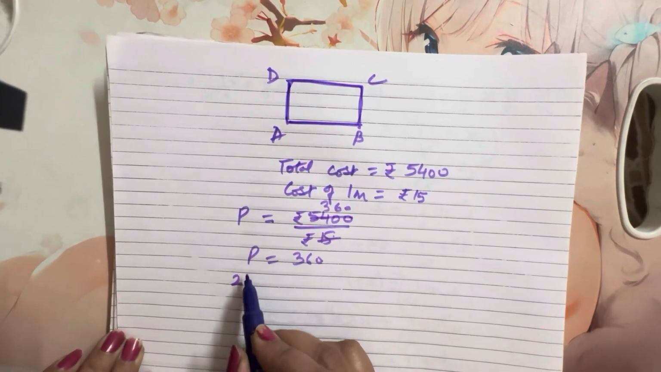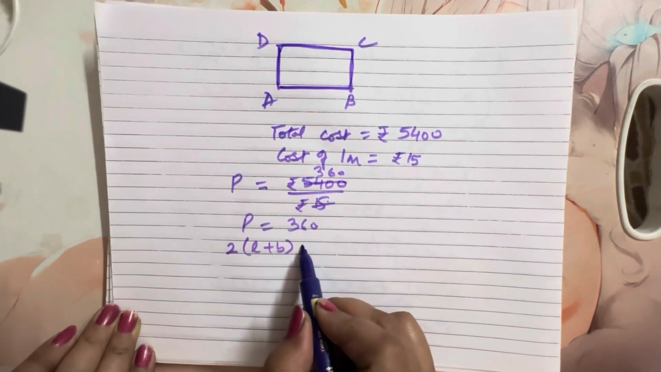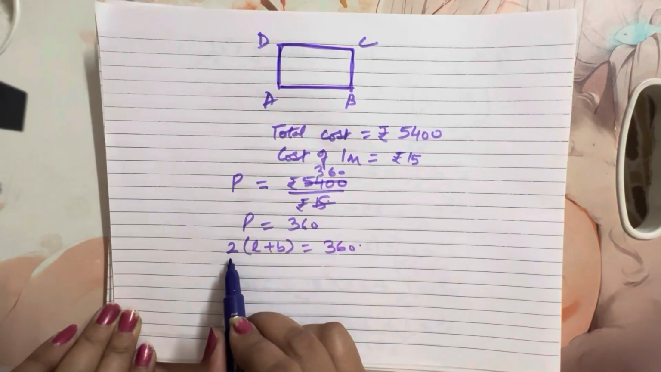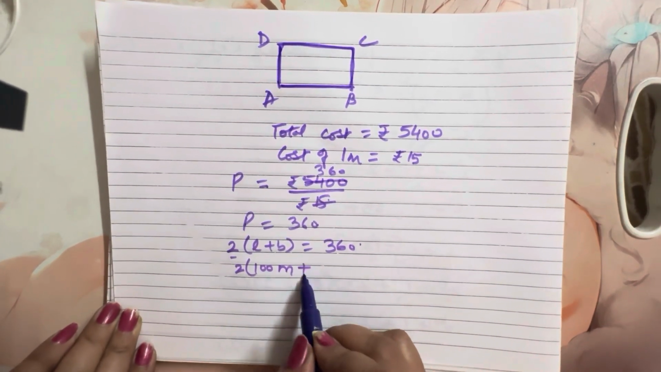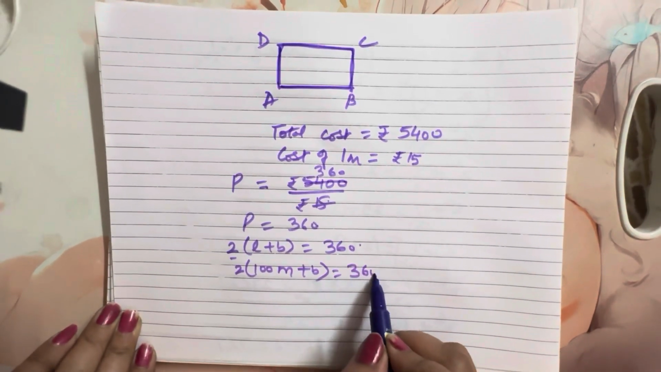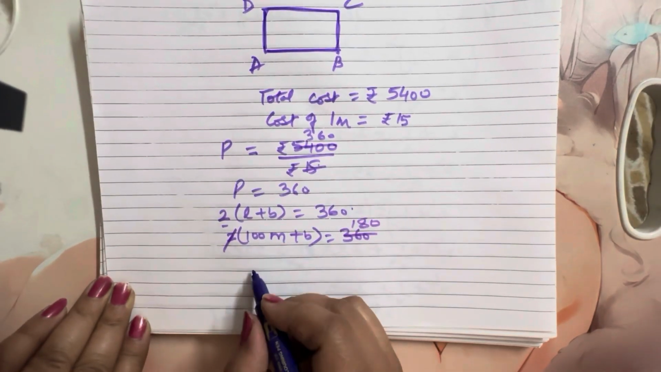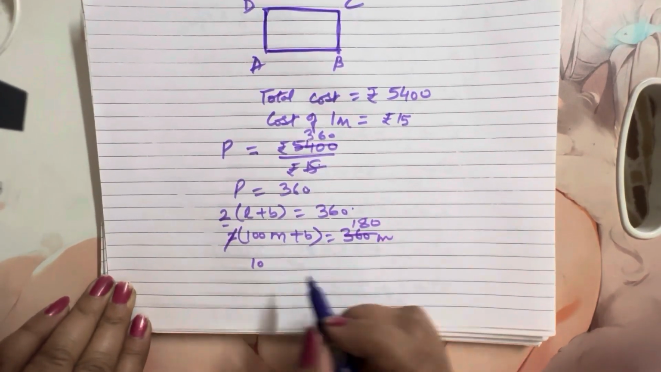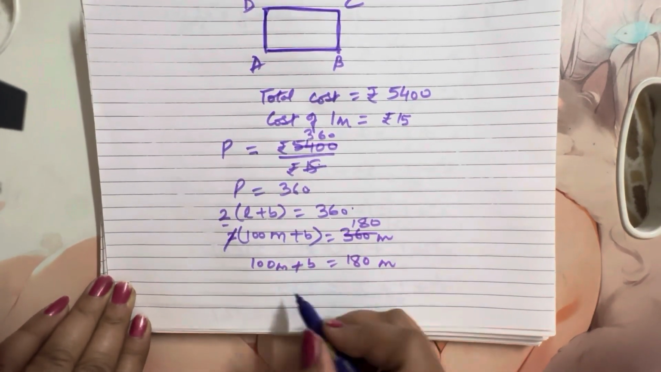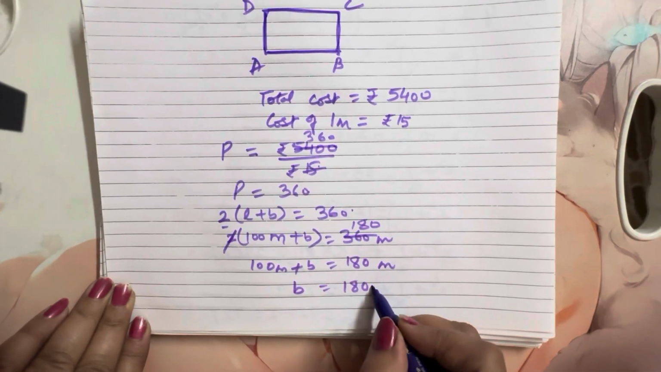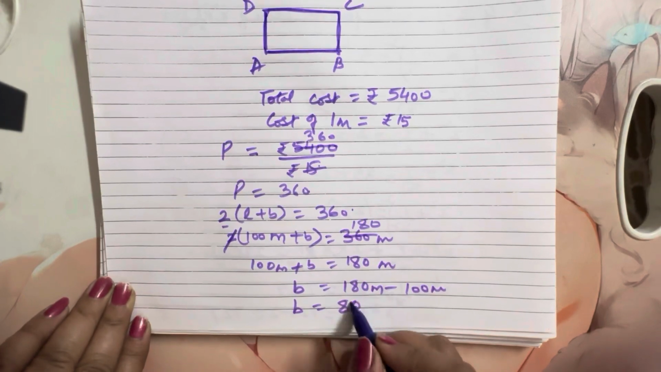Now the perimeter of a rectangle is twice of length plus breadth, which is equal to 360. We will halve it. The length given is 100 meters plus breadth. We'll find out the breadth from here. You will cut it with 2. It is in meters. So 100 meters plus breadth is equal to 180 meters. Breadth is equal to 180 meters minus 100 meters.